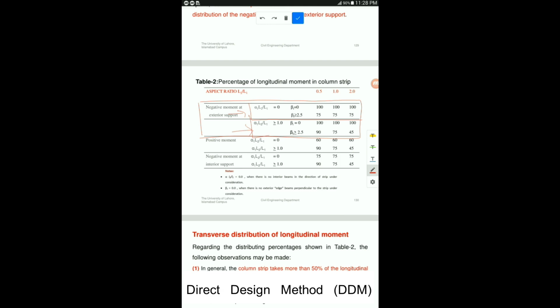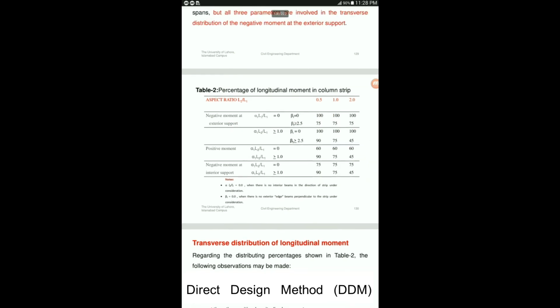Out of this situation, there's another distribution. You're going to check what is the value of beta t. If the value of beta t is 0, then you will further filter yourself only for this thing. And if your value of beta t is greater than 2.5, then you are going to consider this thing. Similarly, the values here, these are for the L2 over L1: 0.5, 1, and 2.